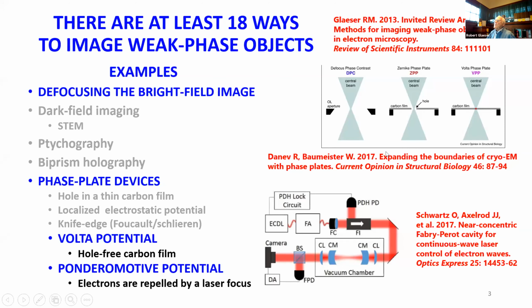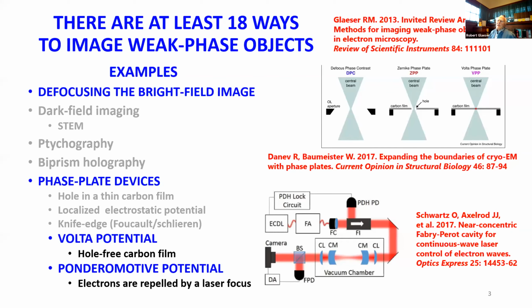Defocusing the bright field image, which is the first example on the right-hand panel, is a very good way to image a weak phase object. It's what light microscopists used to do before phase contrast came around, and it's what cryo-EM people still do today, and they're not even sure that a phase plate is needed.